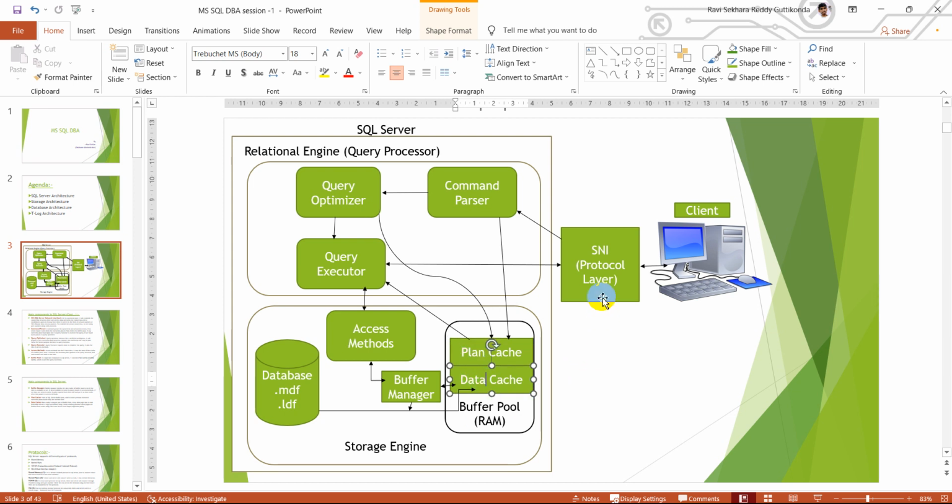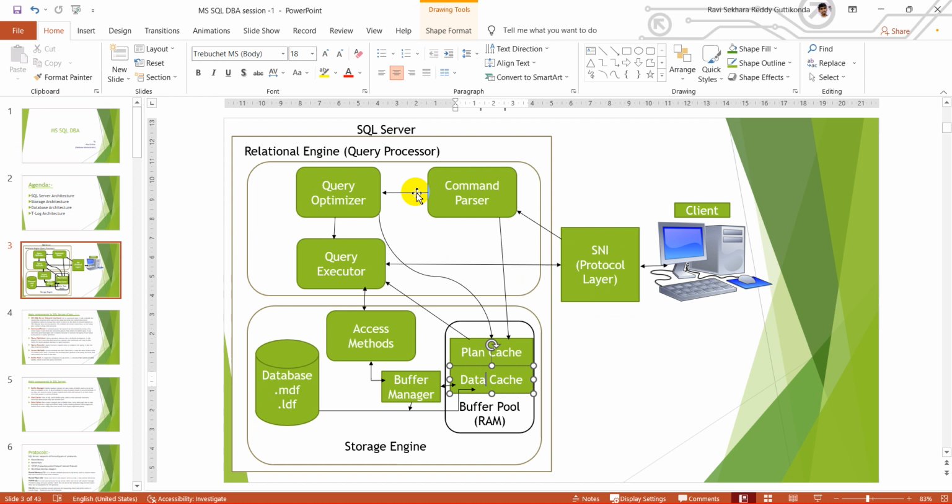Still, another component that we need to discuss is SNI. SNI is the SQL Server Network Interface. Okay, it is a protocol layer. It will establish the connection between client and server by using different protocols. As we all know, SQL Server supports different types of protocols. One is shared memory, second is named pipes, third is TCP/IP, and fourth is VIA. We will discuss them in detail in a few minutes.